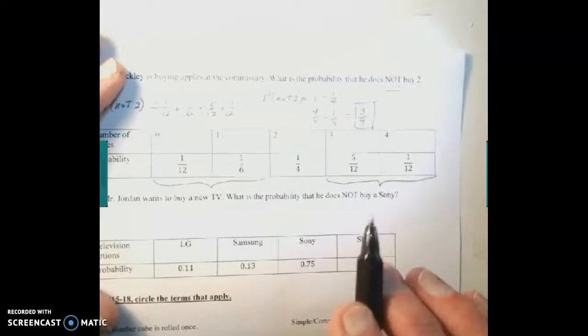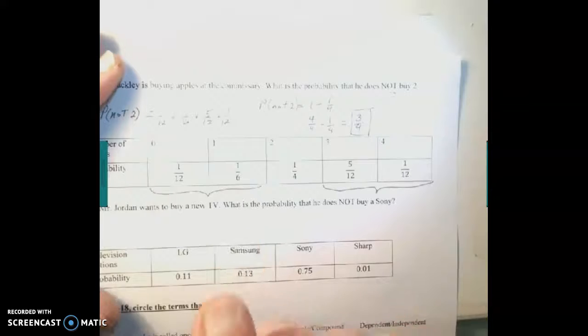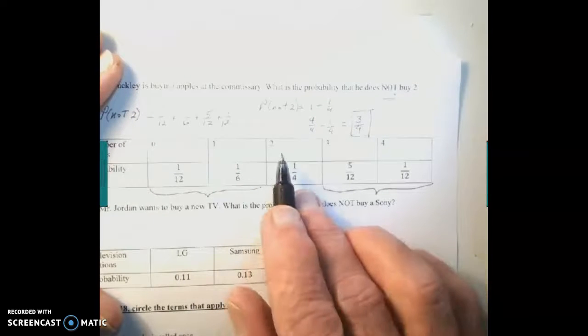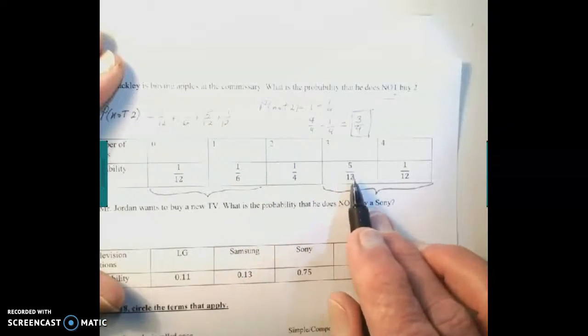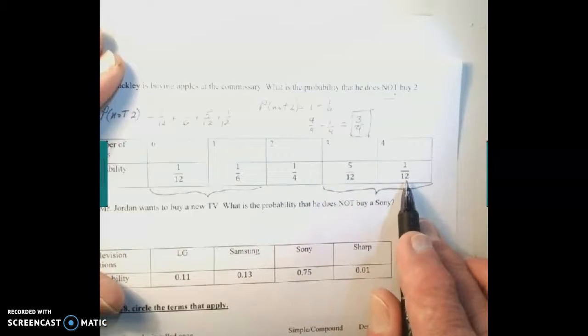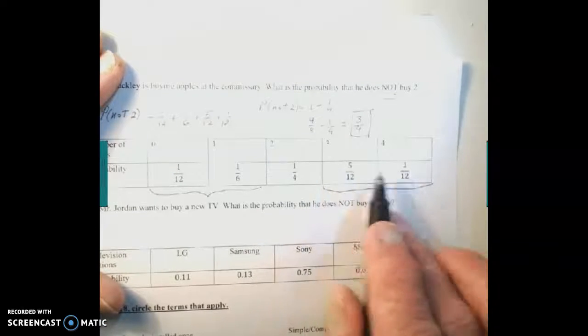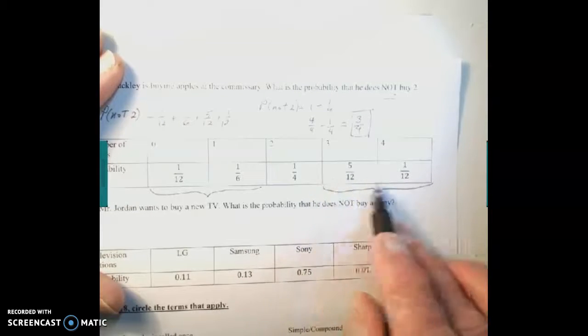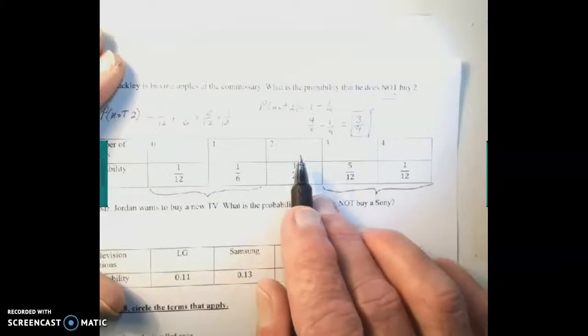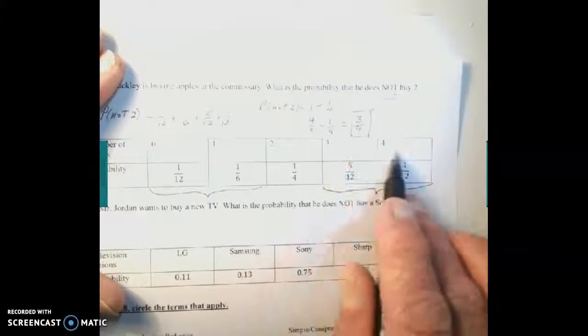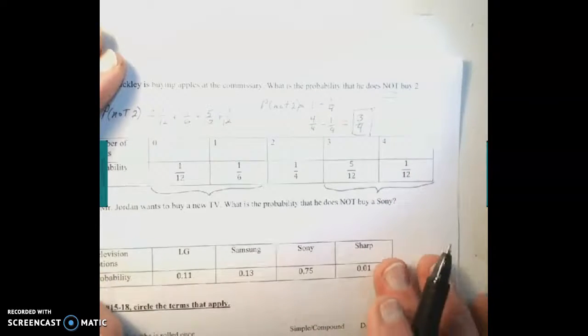Okay? I would also point out to you, if they'd ask for the probability of buying more than 2 apples, you would add together these 2 probabilities. Okay, these 2 possible outcomes, the probability of these 2 possible outcomes. And that would be the probability of buying more than 2 apples, these 2 favorable outcomes.